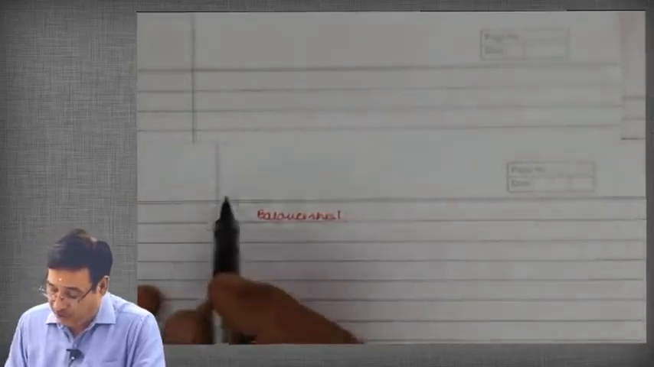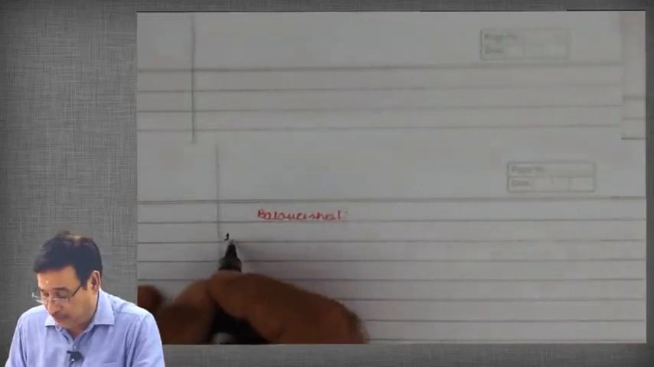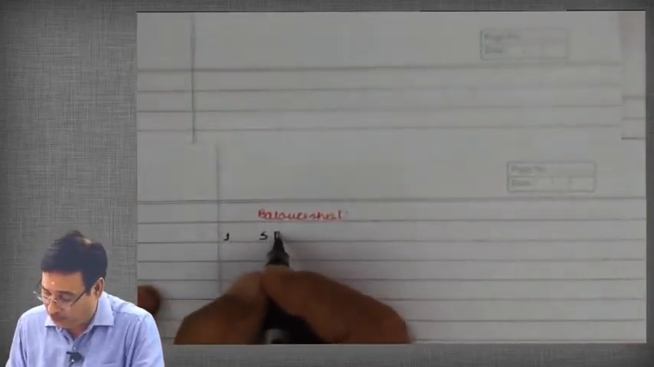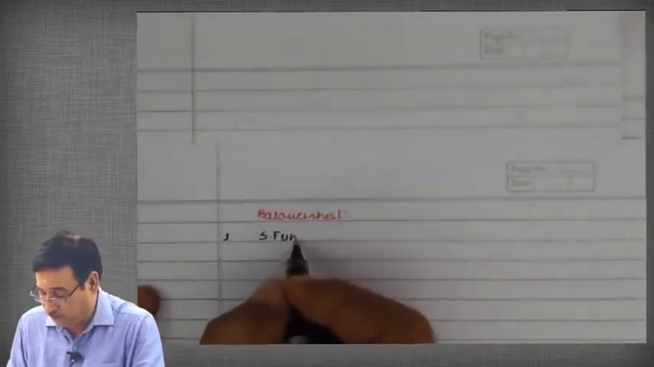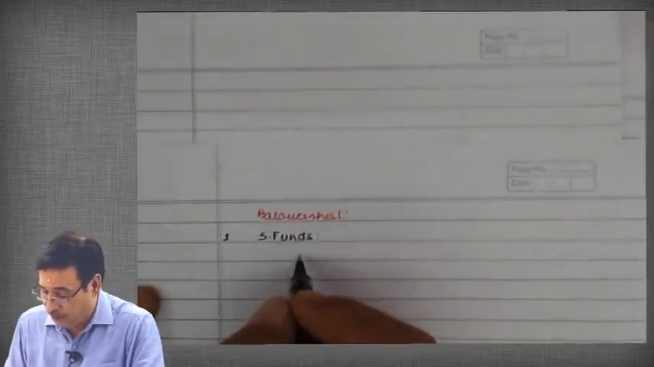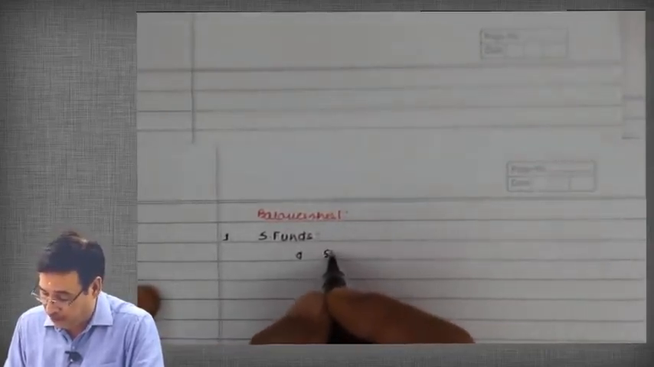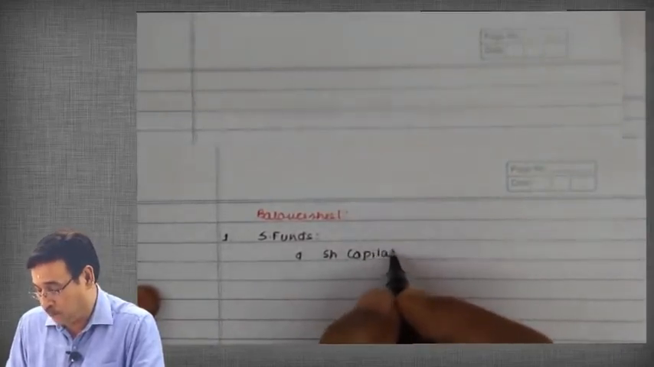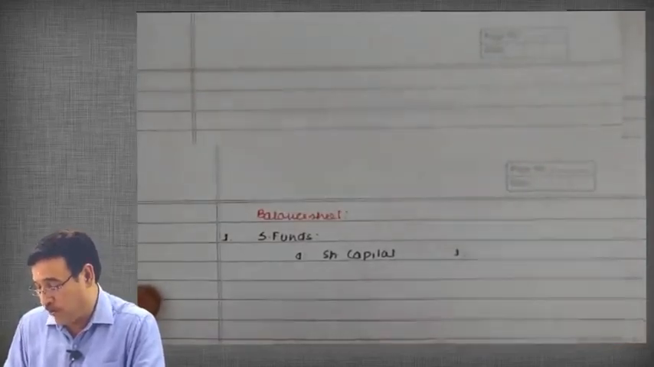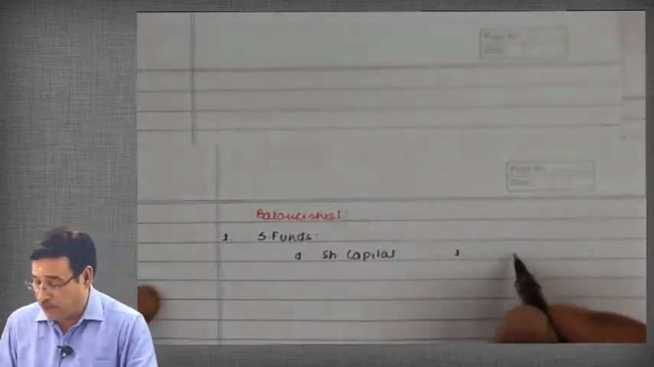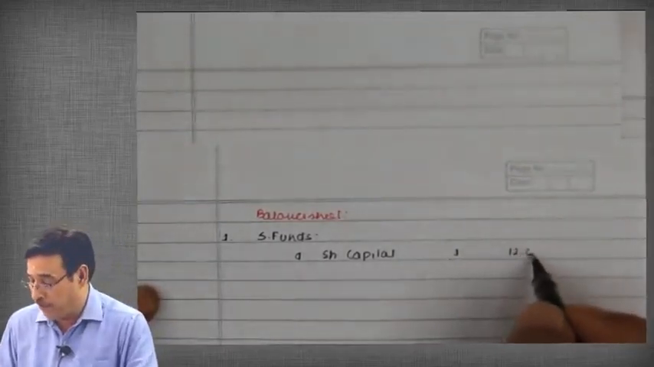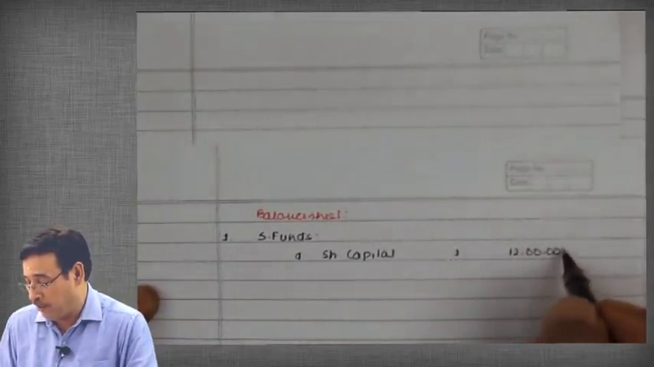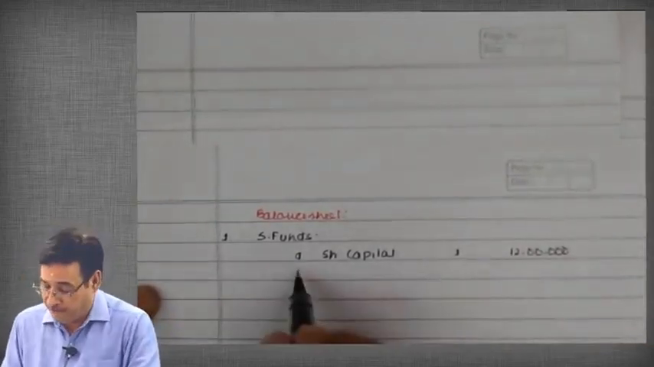In the balance sheet, towards the liability side, first of all write shareholder funds. Then write A, share capital. Note number 1, which you have already prepared. And as per note number 1, your share capital balance now is 12 lakh. You are going to write here 12 lakh.